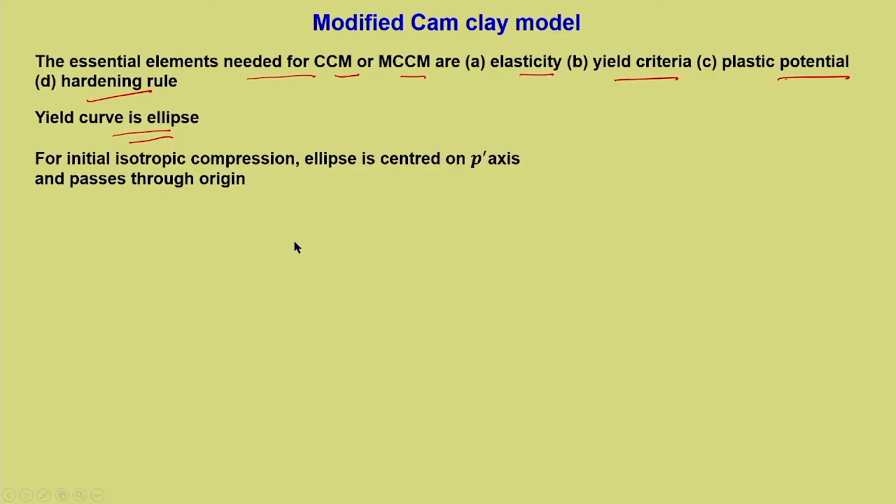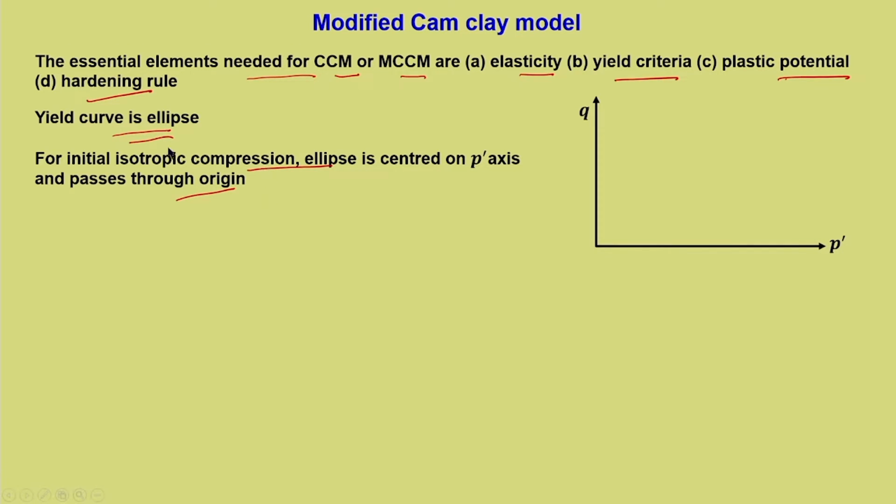So, these are the 4 steps in which you need to understand the soil when it is subjected to shearing. So, the yield curve is an ellipse. Now, for initial isotropic compression, the ellipse is centered on the P' axis and it passes through the origin. Now, this particular definition is with respect to MCCM, how the ellipse would look in q-p' space. So, let us first define it in q-p' space.